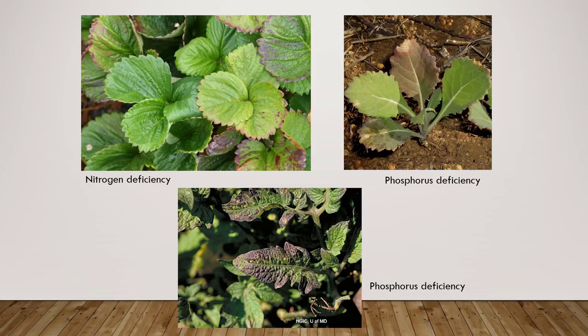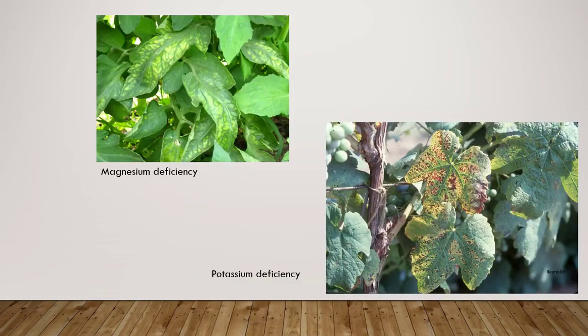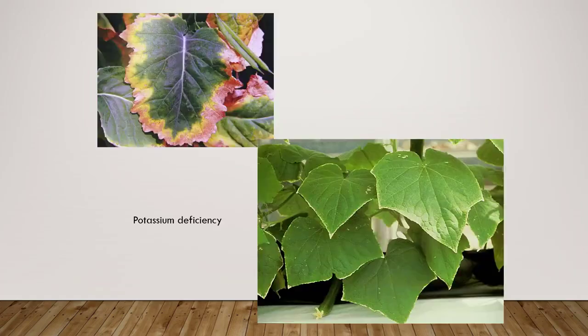So here's just some pictures of some deficiencies. Nitrogen and phosphorus are mobile nutrients, so you're going to see yellowing leaves for nitrogen and purpling leaves for phosphorus deficiencies in the lower leaves, while the newer growth will be green. Here's magnesium deficiency. And then we've got potassium deficiency, also a mobile nutrient. You're going to see this damage in the lower foliage. Here's some more potassium deficiency. It starts as a marginal burn and then moves its way into the leaf.